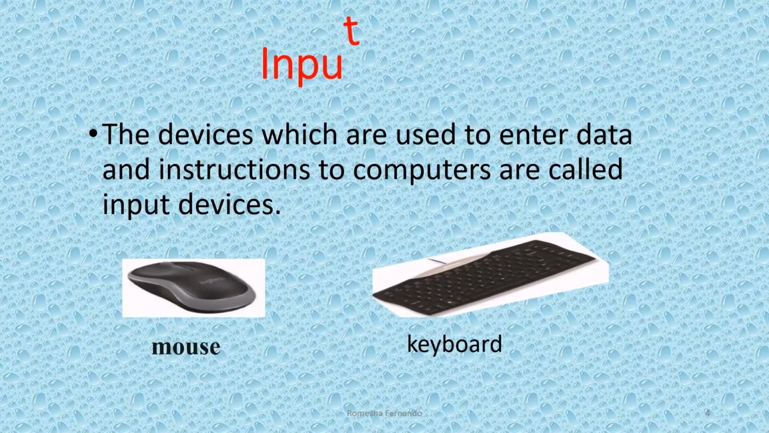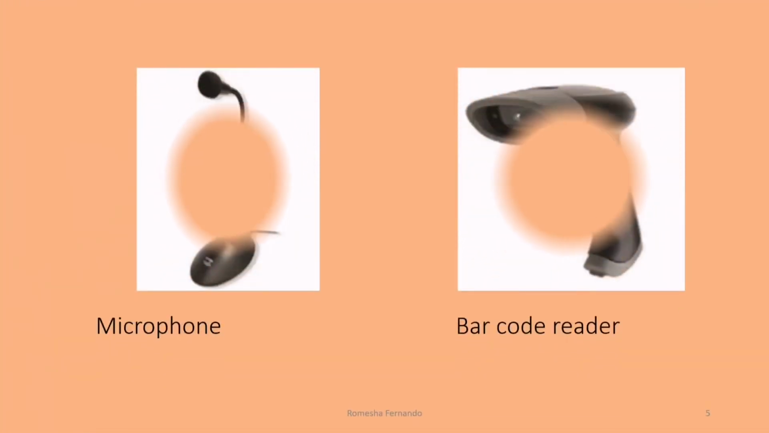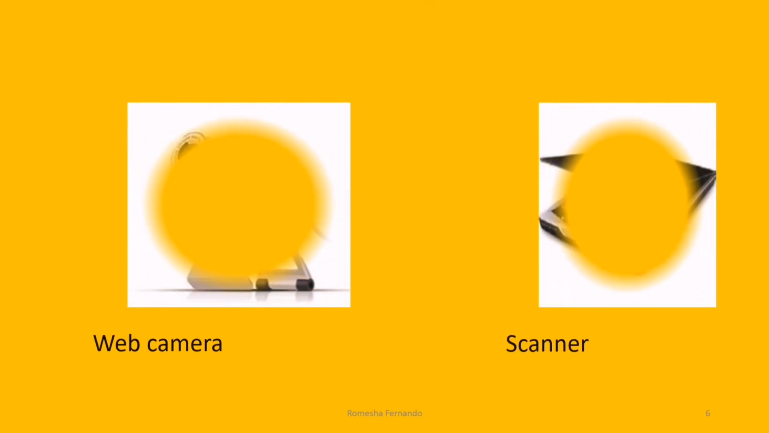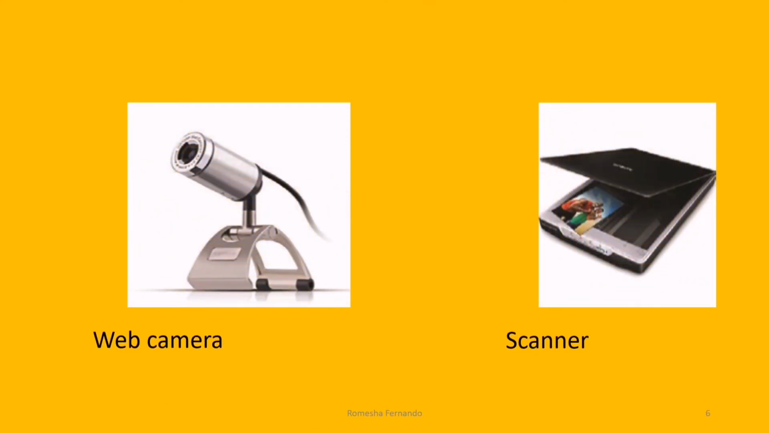Input devices. The devices which are used to enter data and instructions to computer are called input devices. We use mouse to input instructions and we use keyboard to enter data. We use microphone to input sound and we use barcode readers in supermarkets to input data in the goods that we buy. We use web camera and scanner to input pictures and photos.